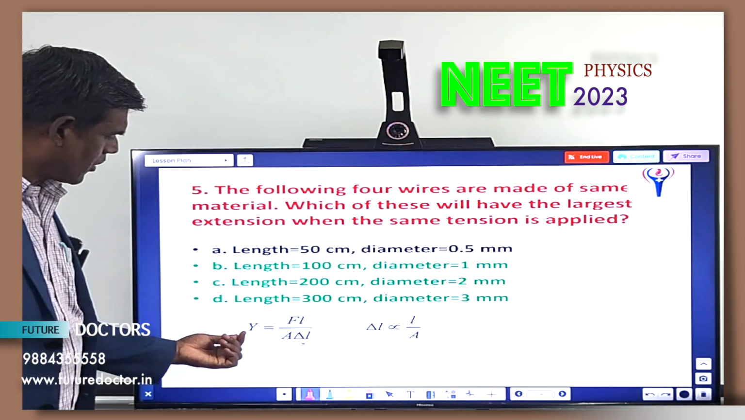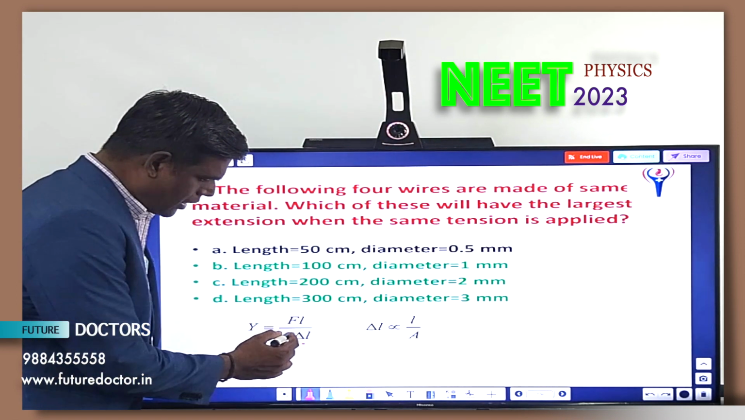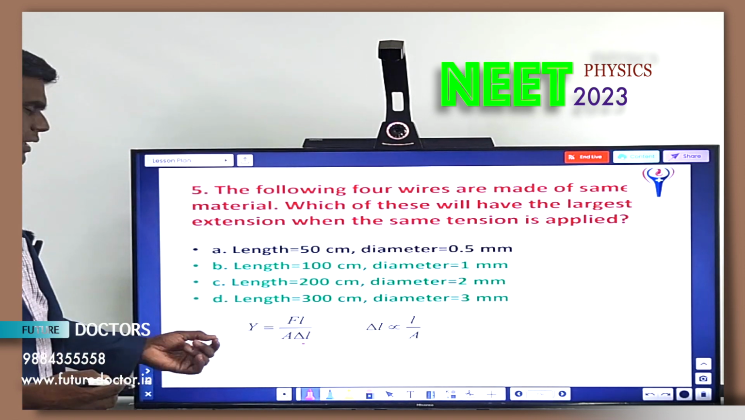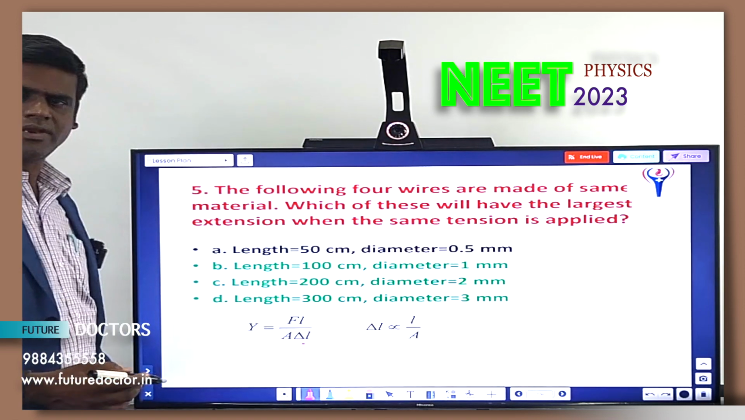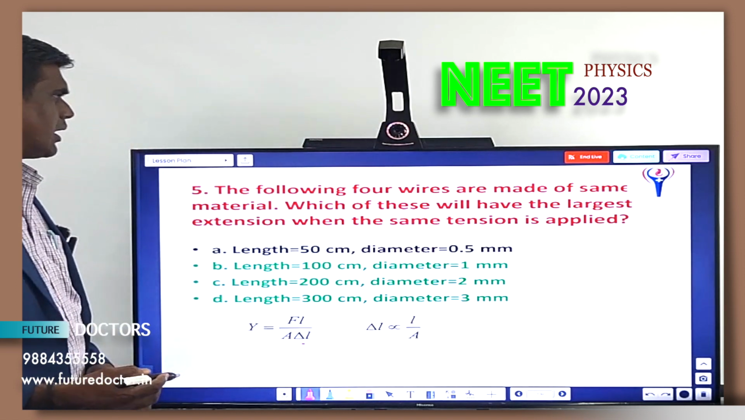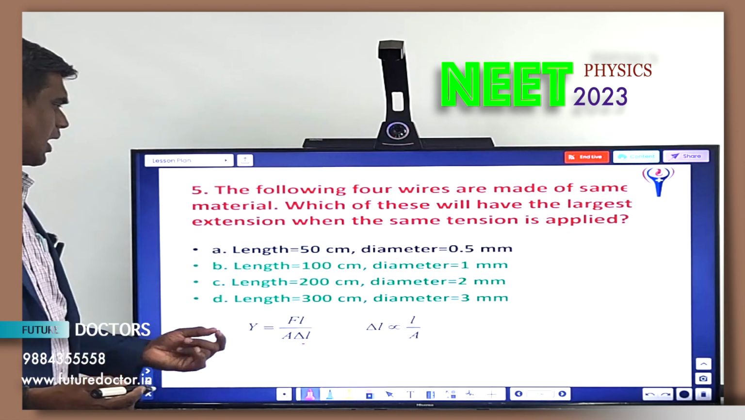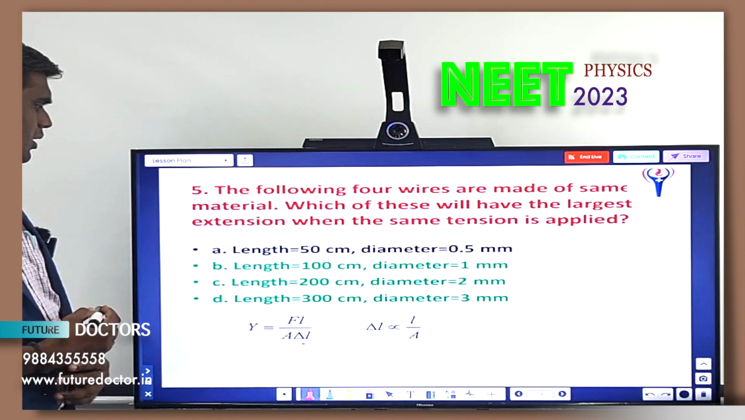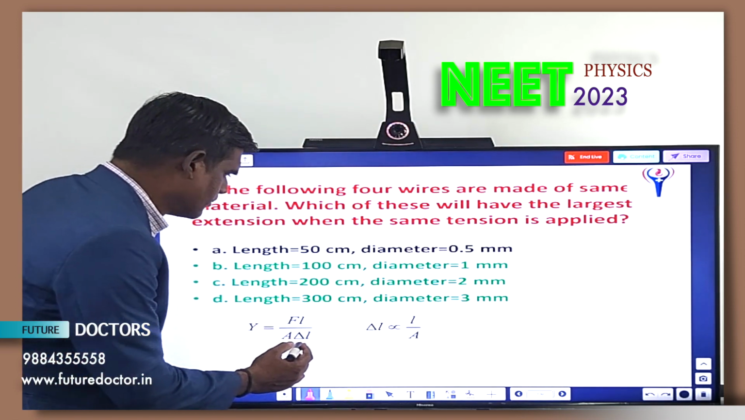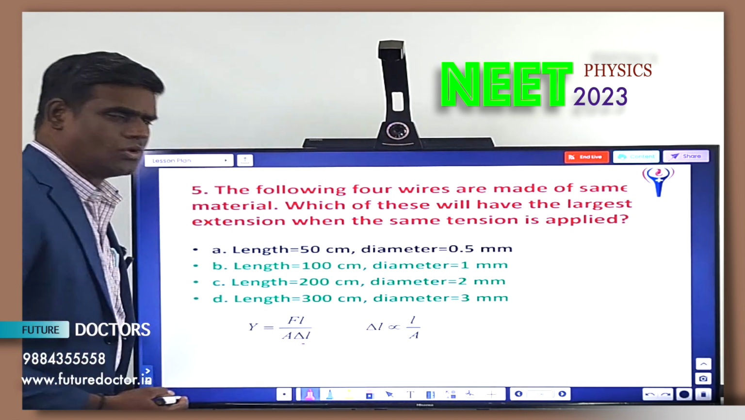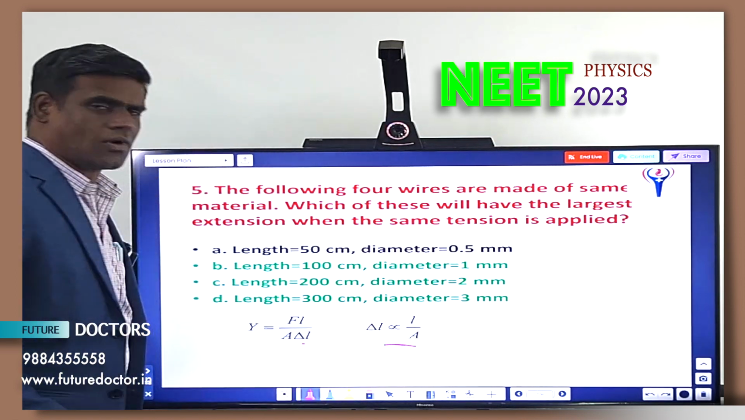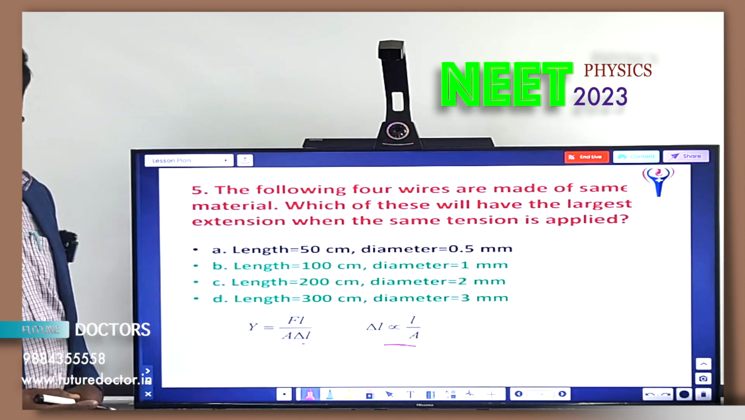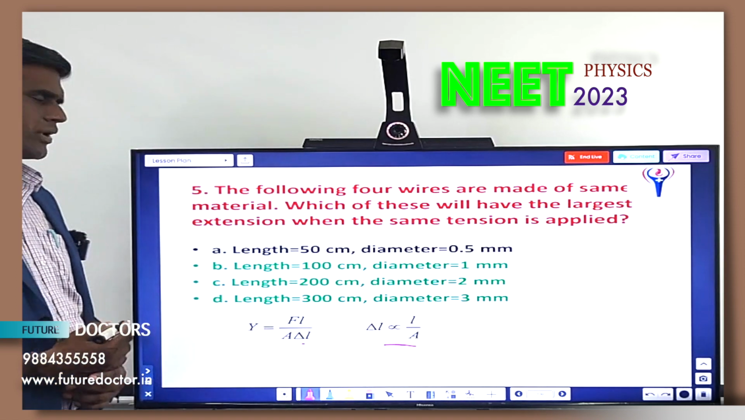Our same formula, Y equal to FL by A into delta L. F is the force applied, A is the area of cross section, delta L is the extension produced, and L is the original length. Now if you simplify this, delta L is proportional to L by A. This is our derived formula.